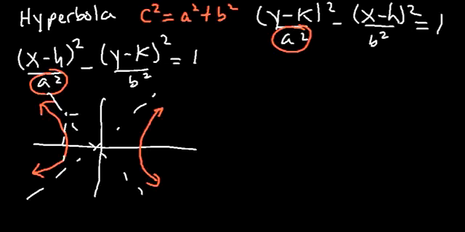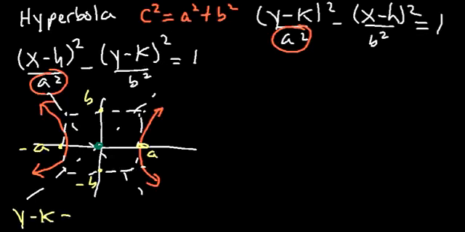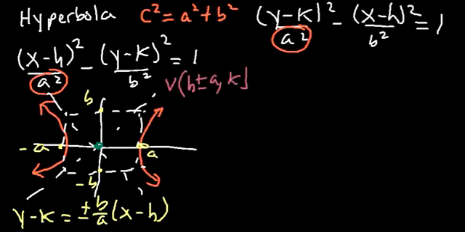So let's say if we drew the box. So this is a, that's negative a, this is a. Here this is b, and that's negative b. So for this particular example, the asymptotes is y minus k, which is equal to rise over run. Rise is b, run is a, so plus or minus b over a, x minus h. And the vertices for this equation, it's h plus or minus a comma k.